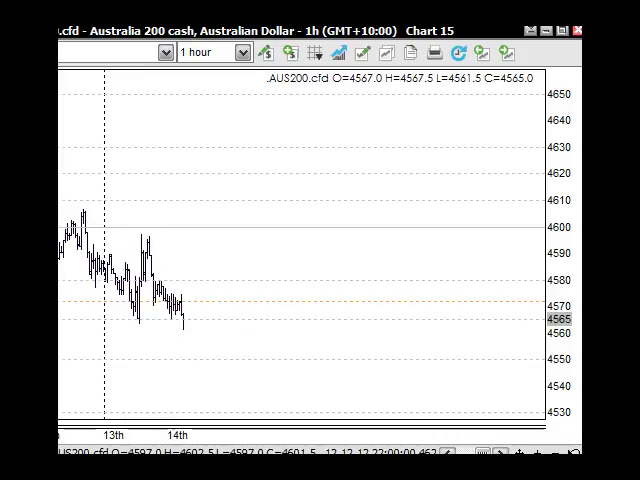Let's have a look at the commodities, and the commodities are quite stable and steady and positive, because the US dollar is down, and of course the strong manufacturing figures to the upside as well.